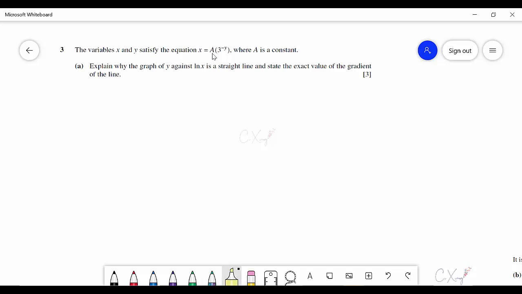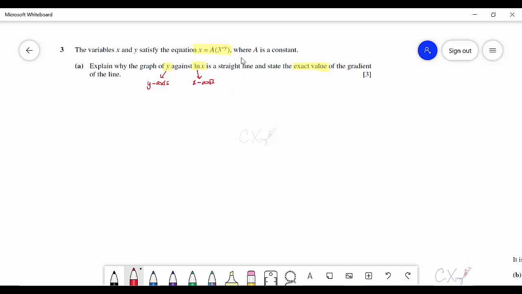Okay, they give you an equation involving x, y, and also there's a constant a. And then they want you to explain why the graph of y against ln x is a straight line, and state the exact value of the gradient of the line. Okay, so they are asking why the graph of y against ln x is a straight line. Okay, so generally you should know that this is your y-axis when they sketch the graph, and your x-axis is actually ln x.